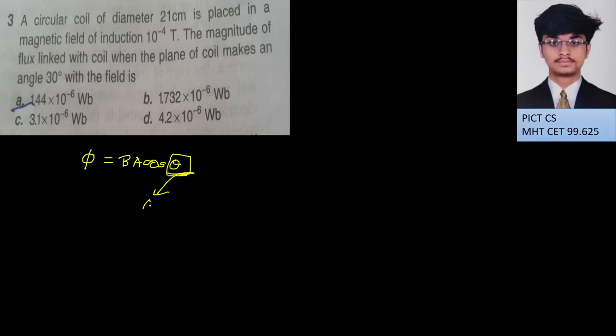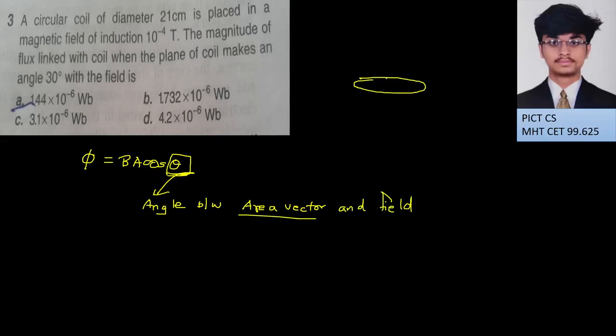Theta is the angle between the area vector and the field. And what does area vector mean? Suppose we have a circular coil here. We consider this circular coil. The area vector is not parallel to the coil. Area vector is always perpendicular to the coil. Always remember, area vector is perpendicular to the coil.